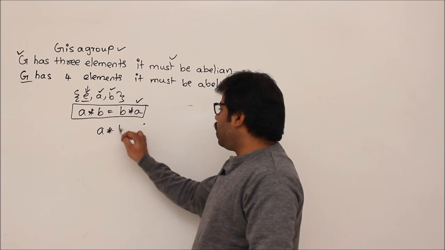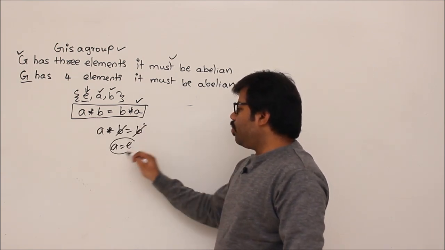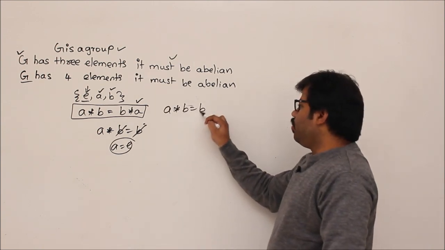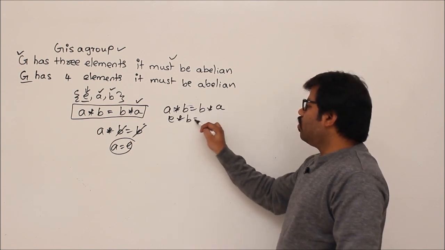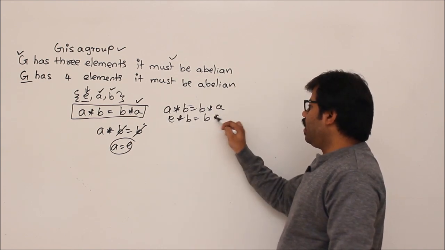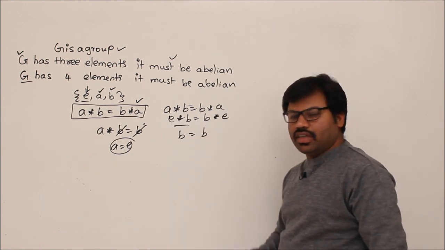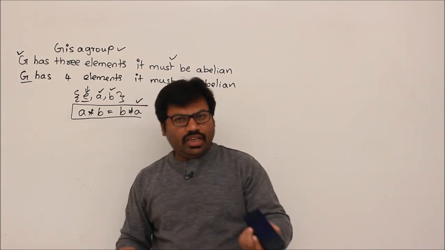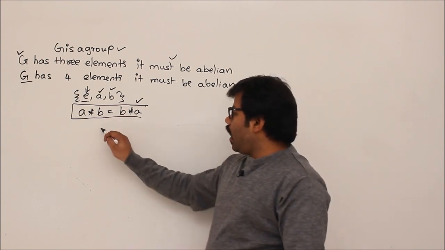Sir, what if A star B equals B? Right cancellation holds good. Then A will become identity element. If A becomes identity element, so A star B will become B star A. Why, sir? E star B equals B star E, that's fine. That's not a problem. So I realize that if A star B equals E or A or B, automatically A star B is becoming B star A. So I understood, sir.